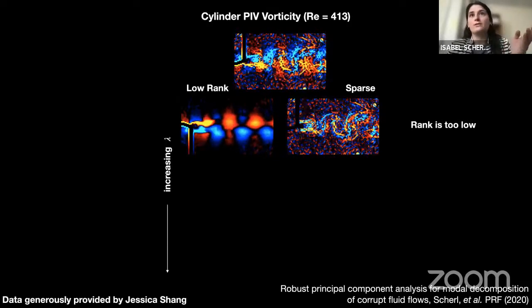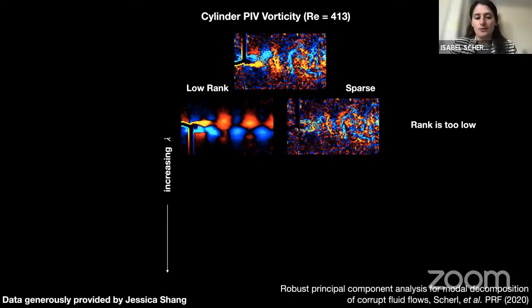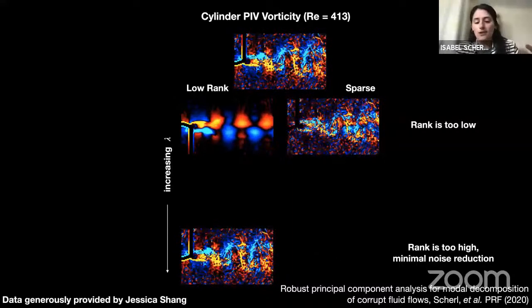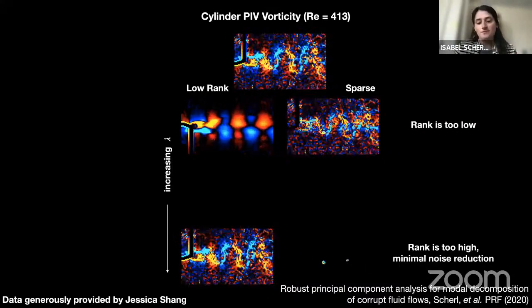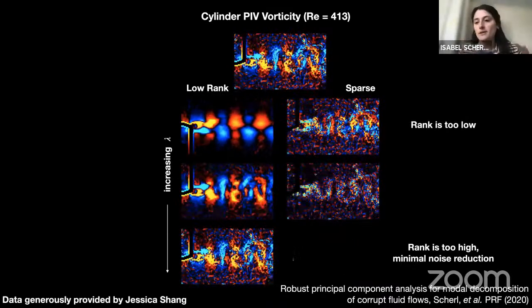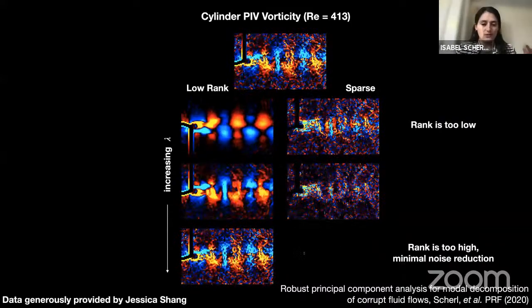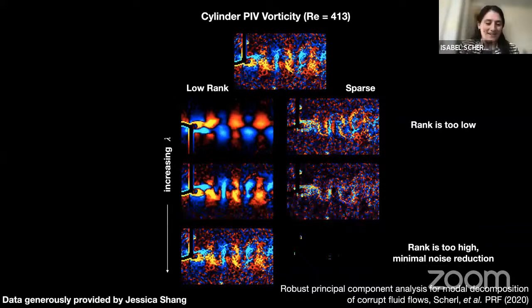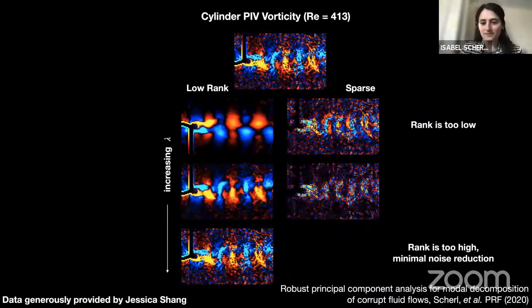If we make the lambda value too small, the rank is too low, and we see a lot of structure in the sparse component. If lambda is too high, the rank is too high, and there's minimal noise reduction. There's a middle ground where you're balancing these two different things: you want good noise reduction, but you still want all of your structure.